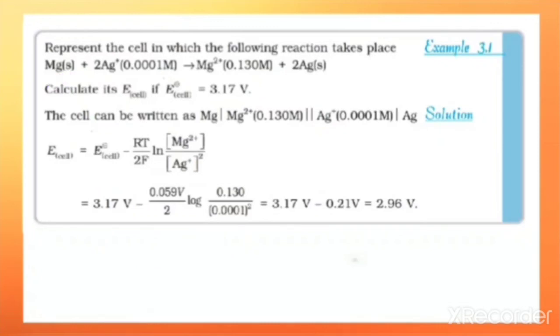So in the denominator we can see 2, log of concentration of product by reactant. That value is given to us, concentration of product 0.130, that is written in the numerator, by concentration of reactant, that is 0.0001 M, and here a square is there because 2 Ag+ is there. So when we solve this one, we will get the value 2.96 volt.